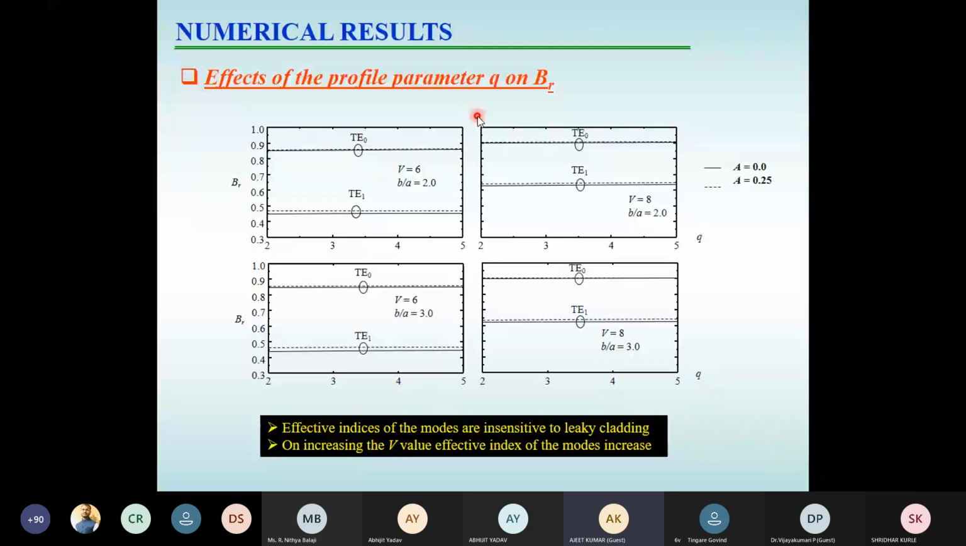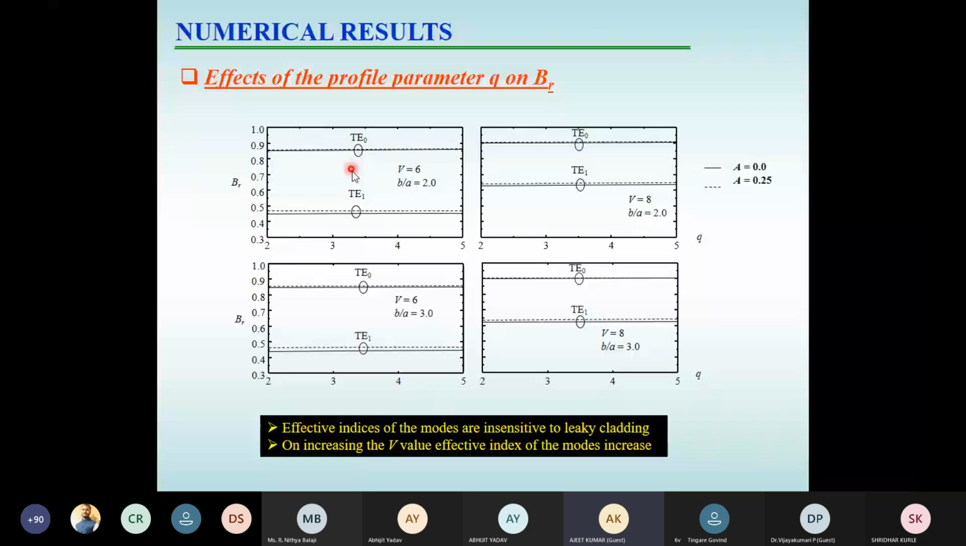So first we have seen the effect of the profile parameter on the BR, meaning this is going to talk about the effective index. You can see the linear property is not going to be changed by this Q profile, this Q value, 2 or 3, 4, 5, whatever you have taken, it is almost constant. And the second point, you can easily see that the effective index of the fundamental mode is greater than that of the first higher order mode, which is quite obvious.